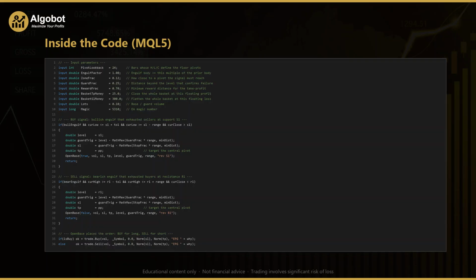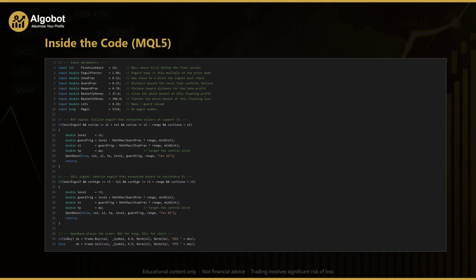If there is a bearish engulf whose high reached the resistance zone around R1 while the close stayed below R1, it prepares a short, with the stop above R1 and the take profit again at the central pivot. Both blocks call open base, and at the bottom you can see how the order is actually placed.